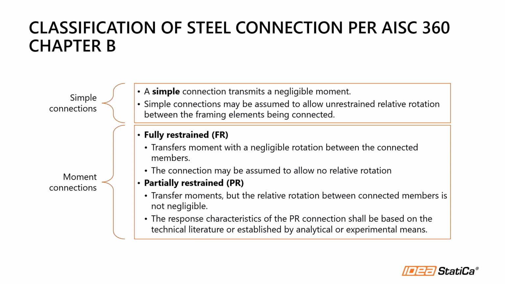In the moment connection sections, we have two types of connections: fully restrained, which transfer moment forces into the joint, and we must ensure there is no relative rotation, right? And finally, the partially restrained connection, which transfers moments, but relative rotation is permitted, right? So we have a little bit of rotation on those partially restrained connections.